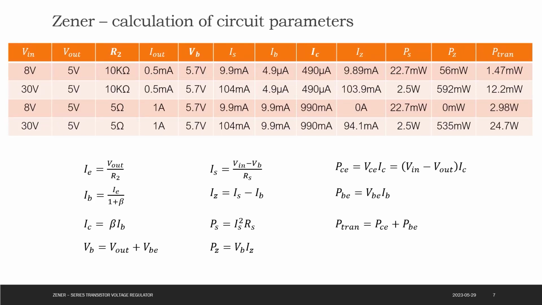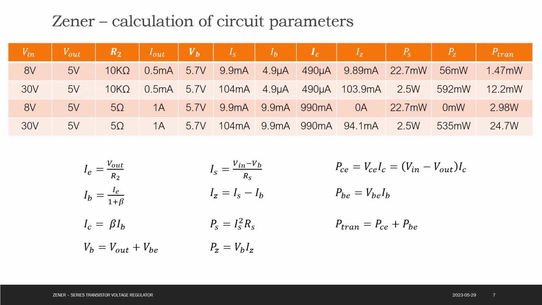We can calculate the voltage, current and power loss in the components used when input is at its highest with minimum and maximum loads. Similarly, we can calculate the voltage, current and power loss in the components used when the input is at its lowest with minimum and maximum loads. The equation to calculate each parameter is as follows.